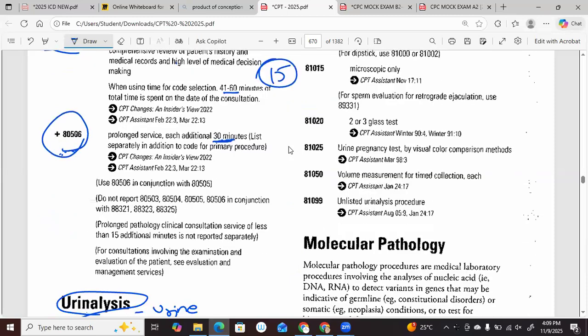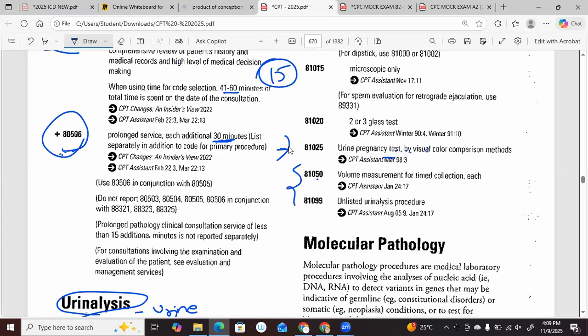Next, we have 81025, urine pregnancy test by color comparison. This is similar to the test which is commercially available over the counter, like Prega News. So these tests are commercially available as an OTC.